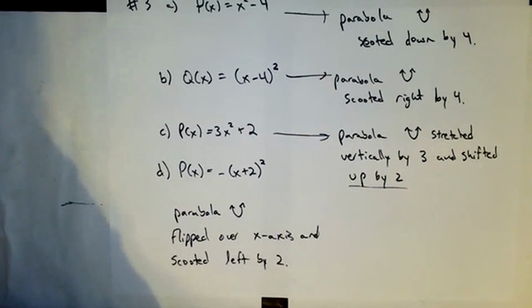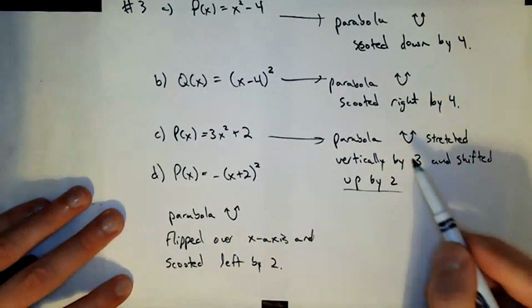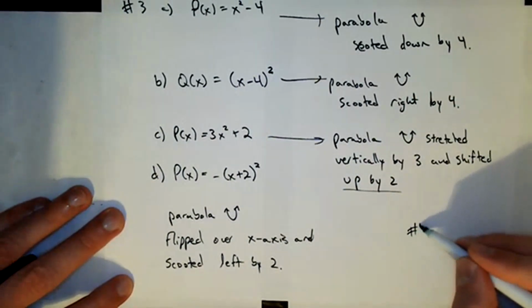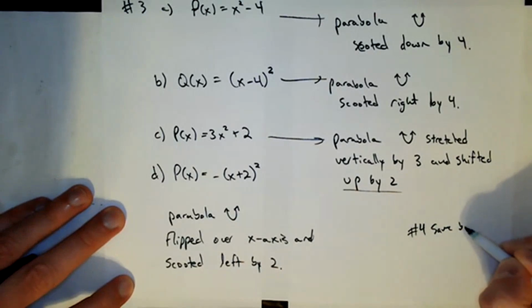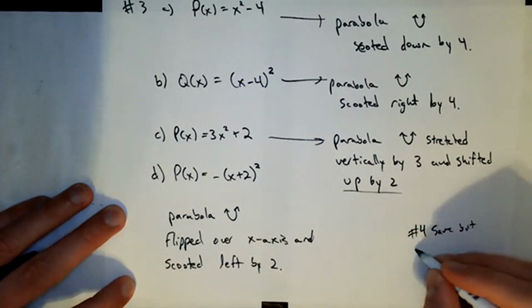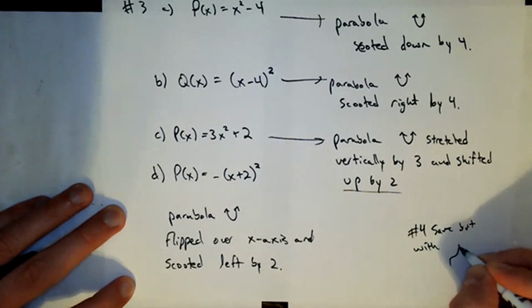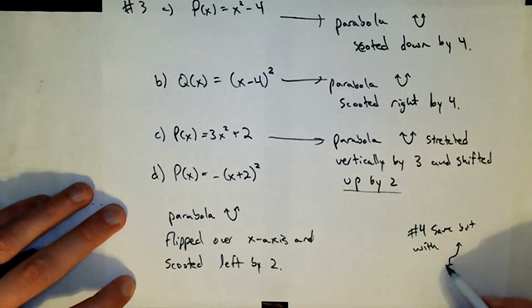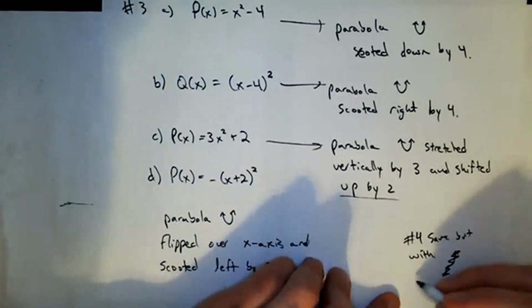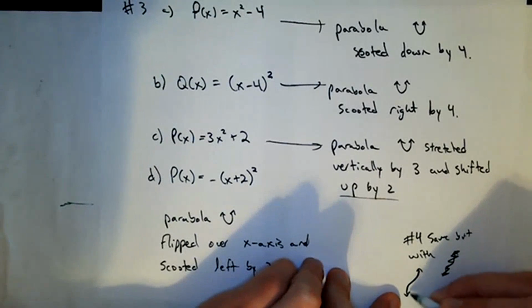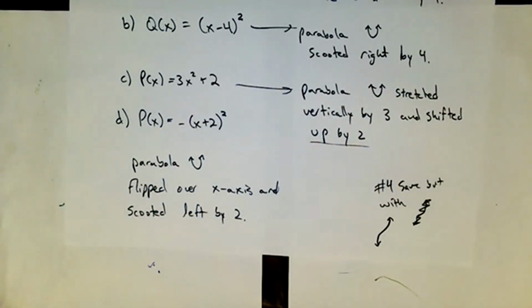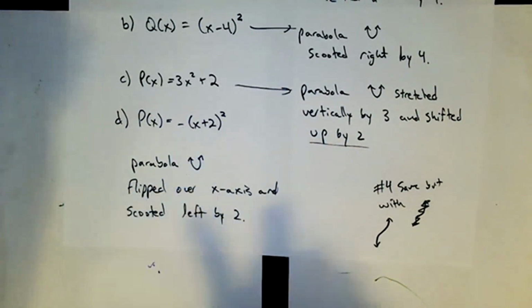Now, number 4 is the same, except that they're all cubic graphs. So number 4 is the same idea, except instead of all these little parabola shapes, you're dealing with this base shape. Ooh, that's ugly. Let me redraw that. Same, but with this base shape instead of the base shape of the parabola. All right.